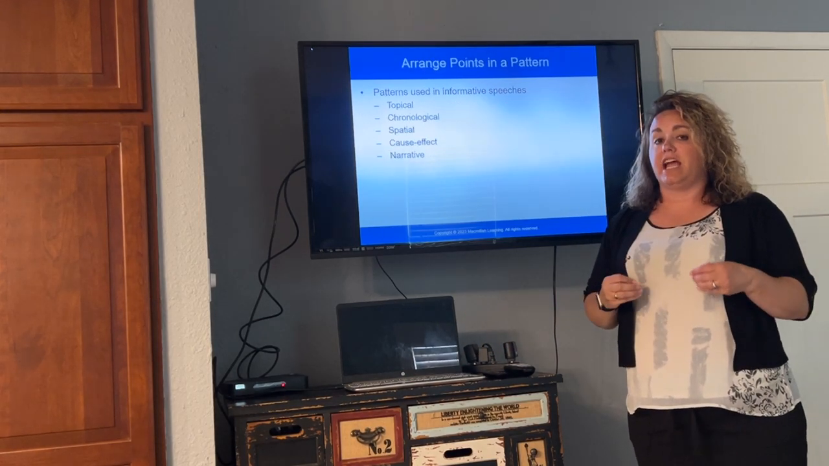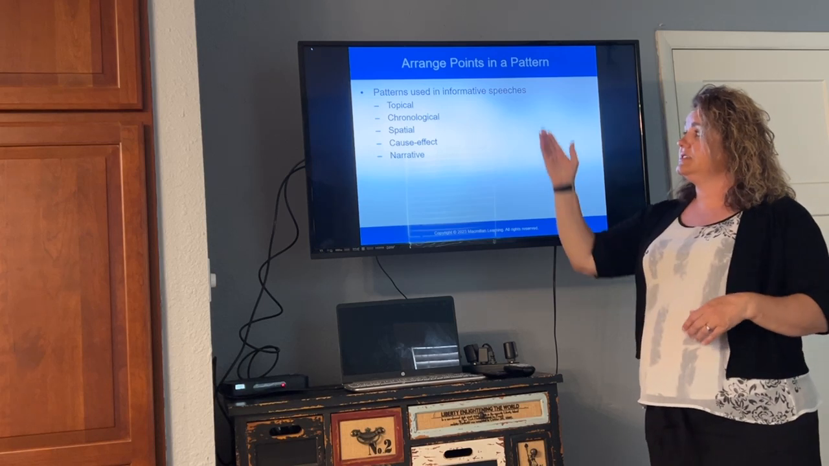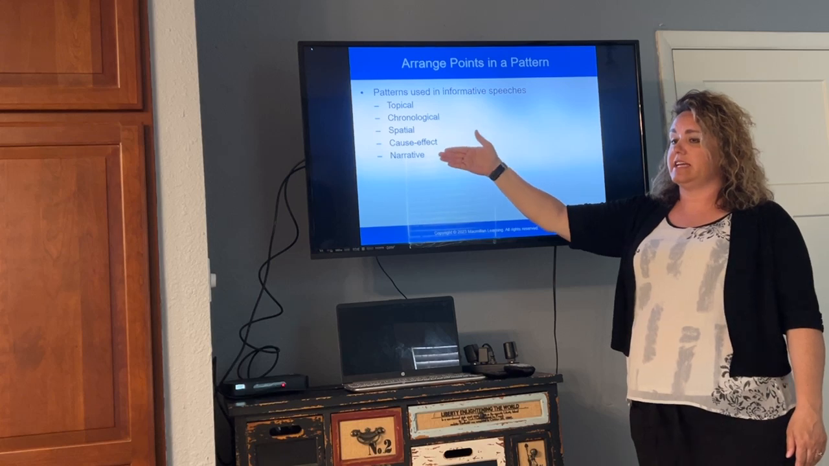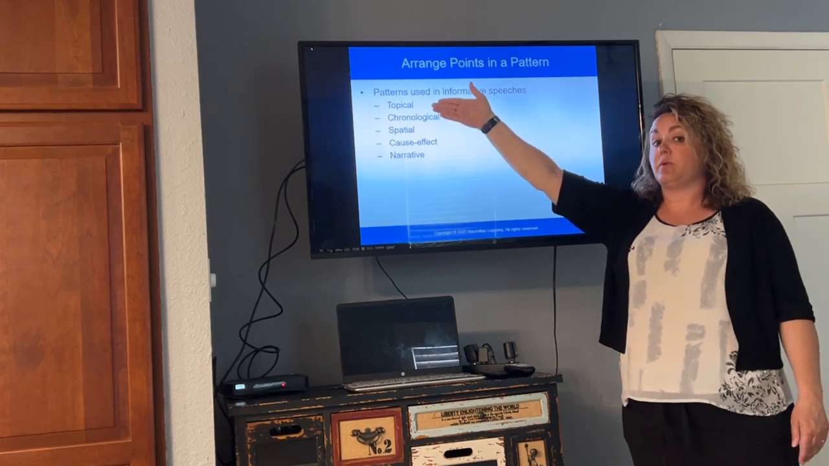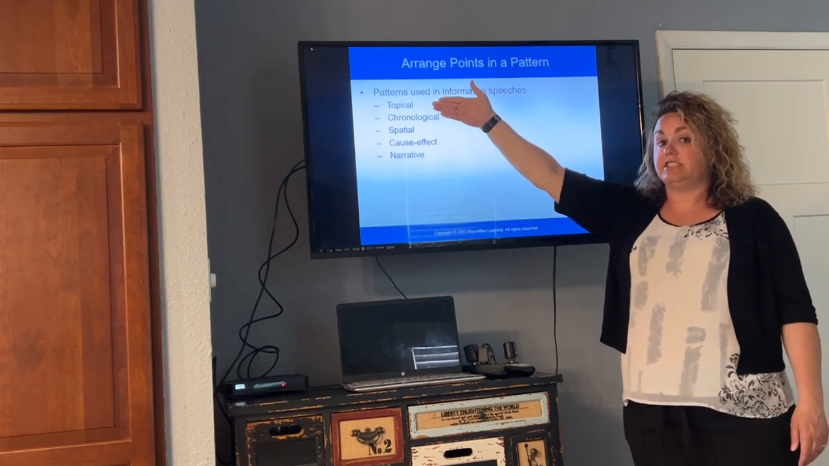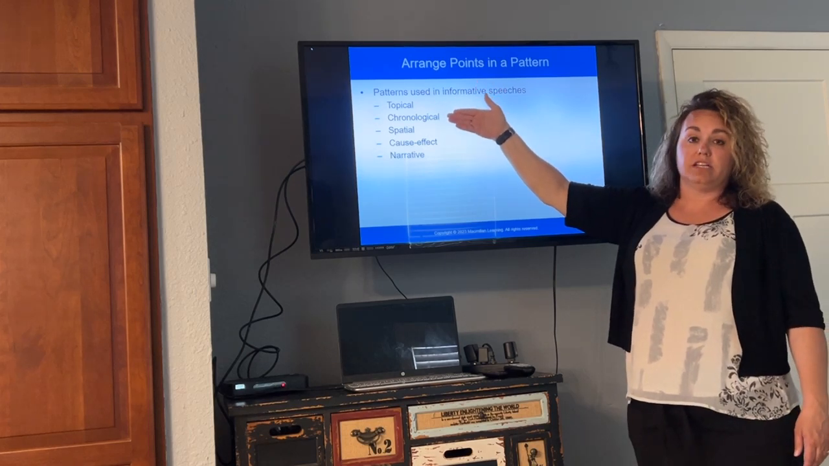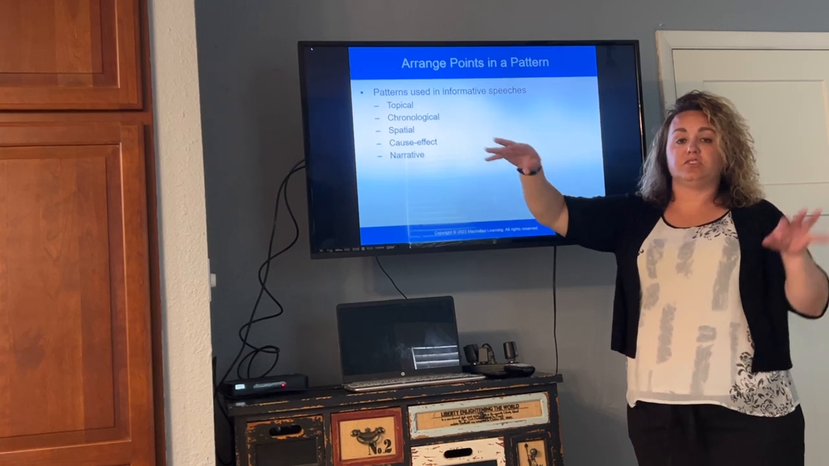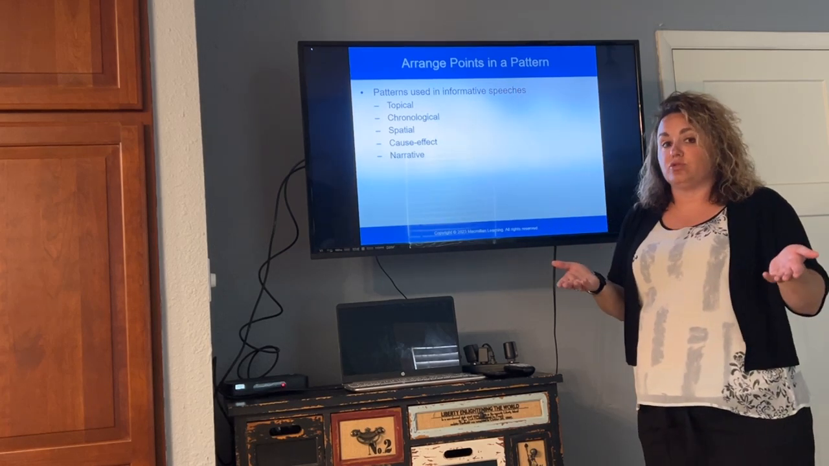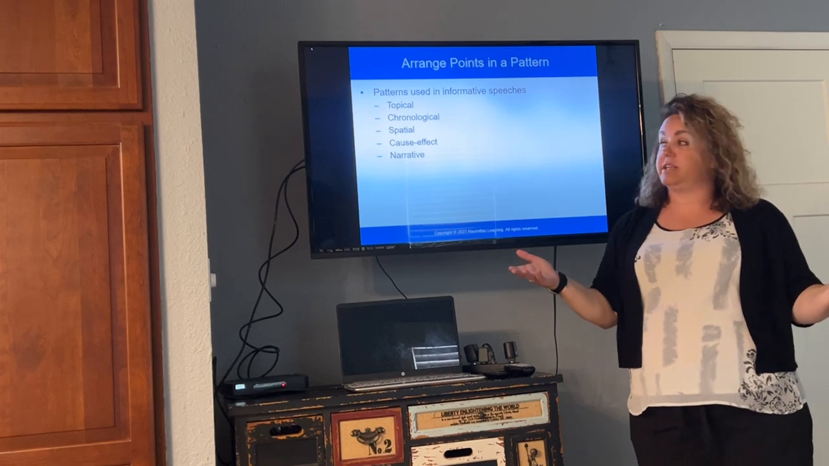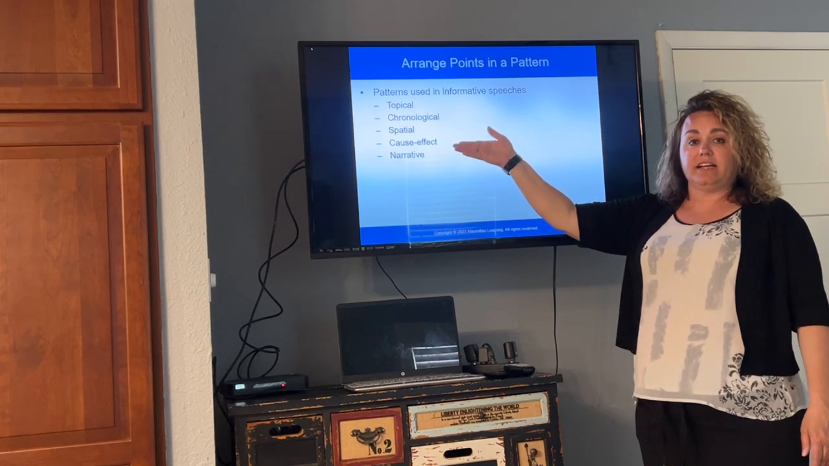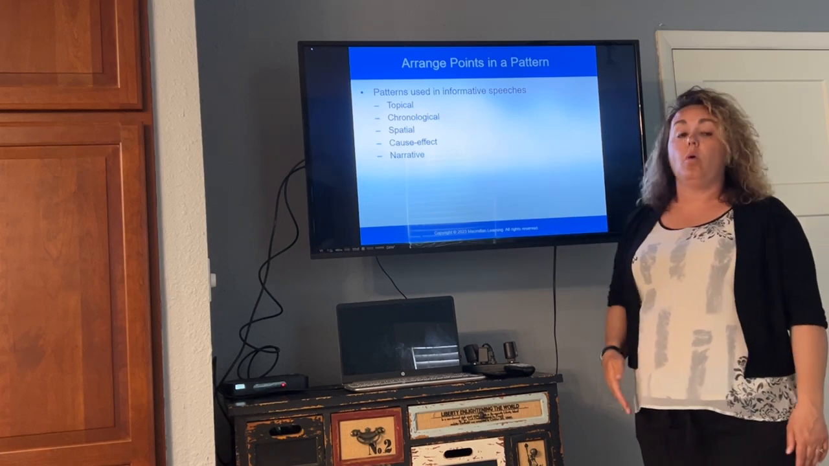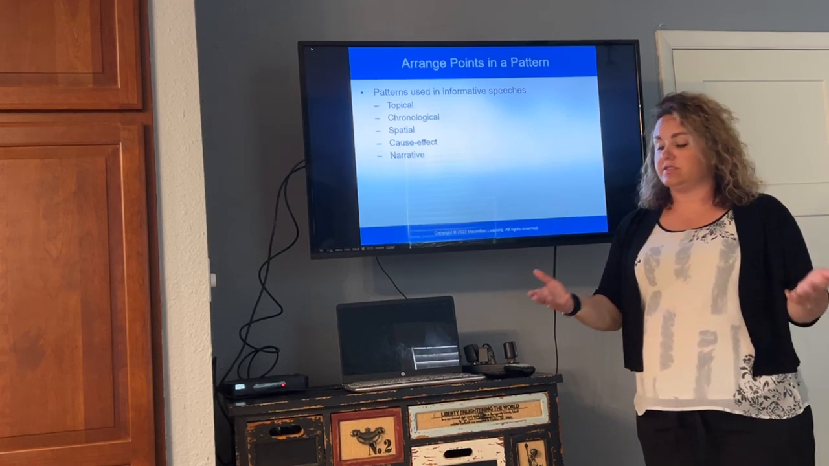When you are arranging an informative speech, you may consider these patterns: topical, chronological, spatial, cause-effect, and narrative. Topical is when a topic naturally divides itself into different main points. Chronological is a time continuum. Spatial is using different spaces to describe things like directions or parts of a building. Cause and effect: define the cause and tell what the cause affects. Or a narrative, which of course you know is a story.